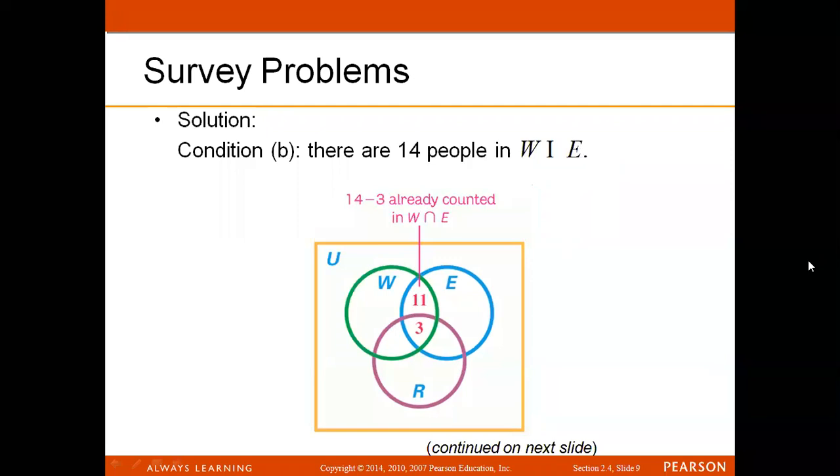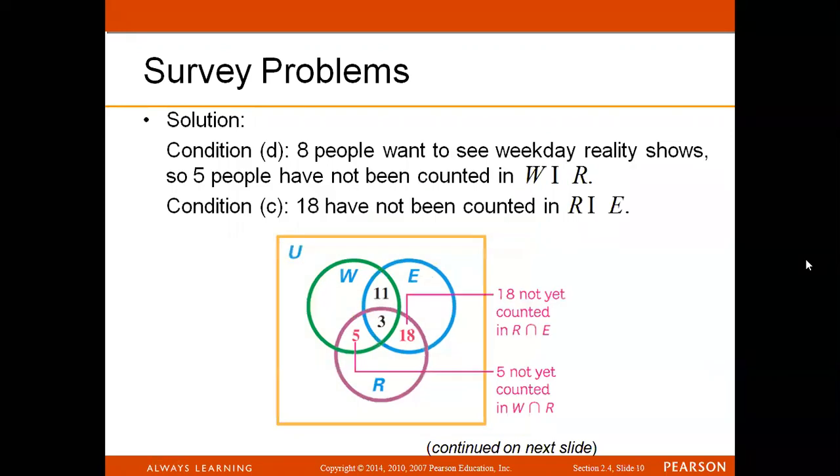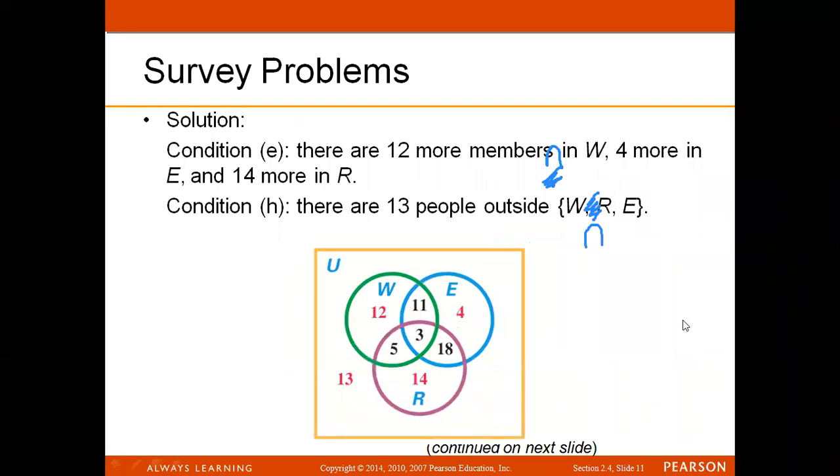Now they use condition B, where they subtract the 3 from the 14 and they have the additional 11, because 11 plus 3 is 14. And now they've continued on with the problem, just as we have, right? These are intersections. And they got the 5 and the 18. Filling in the rest of the Venn diagram with the clues.